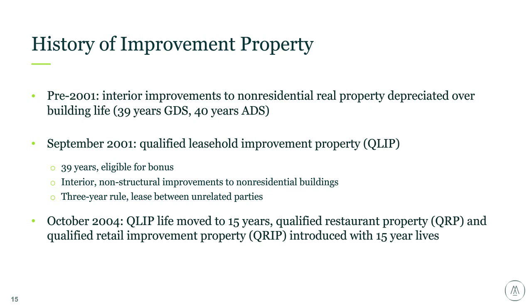But it was also fairly restrictive in that the improvements had to have been made 3 years after the building was first placed in service. Plus, the improvements had to have been made pursuant to a lease between unrelated parties. So in 2004, QLIP was moved from 39 to 15 years, and again, it was still eligible for bonus. And also, two new categories were introduced: qualified restaurant property, QRP, and qualified retail improvement property, QRIP, both with 15-year lives.